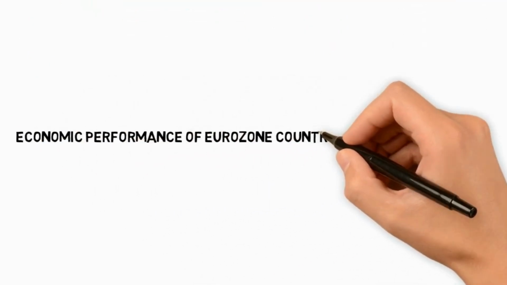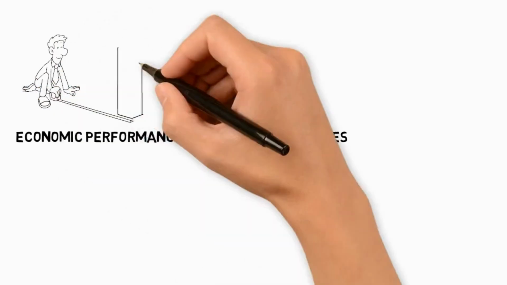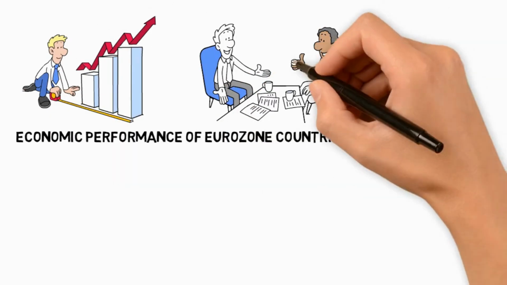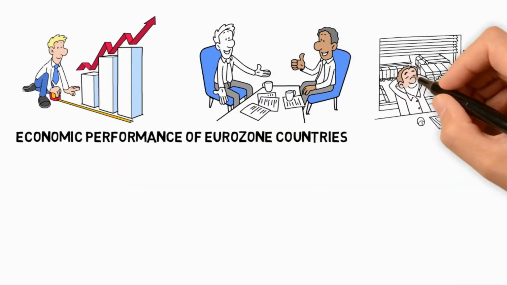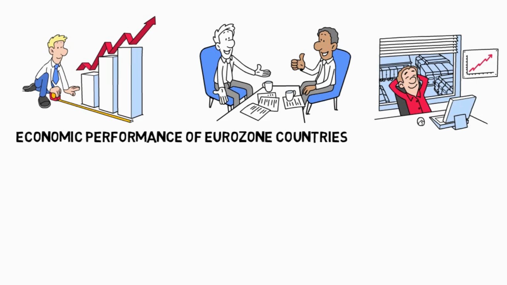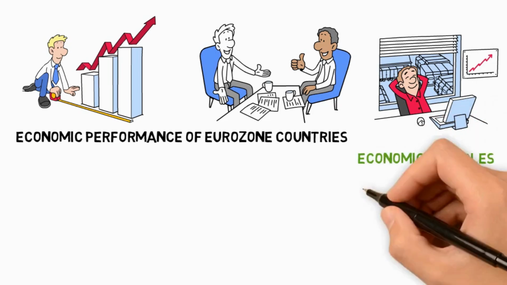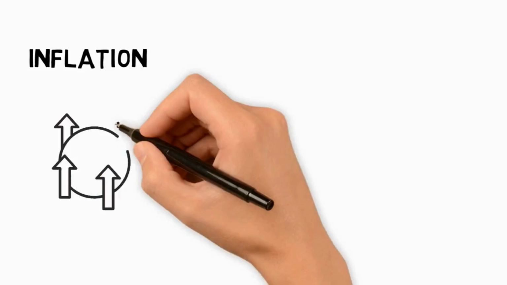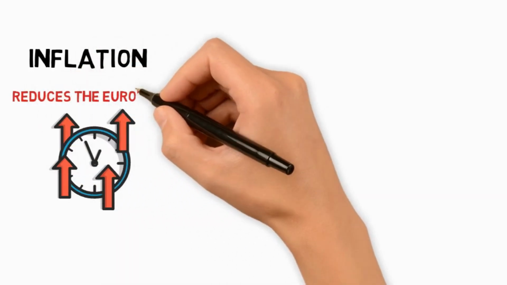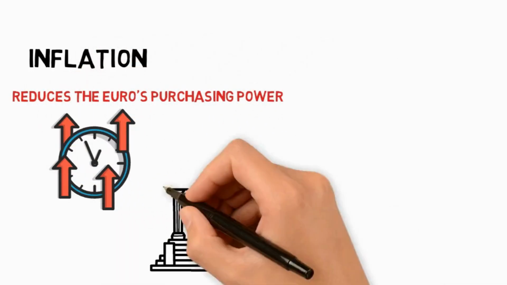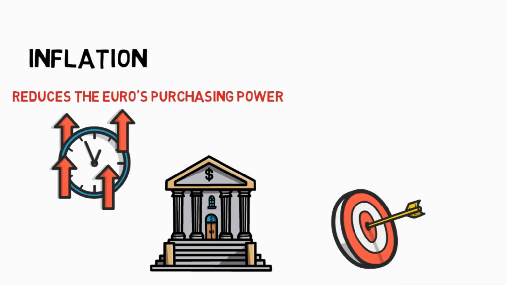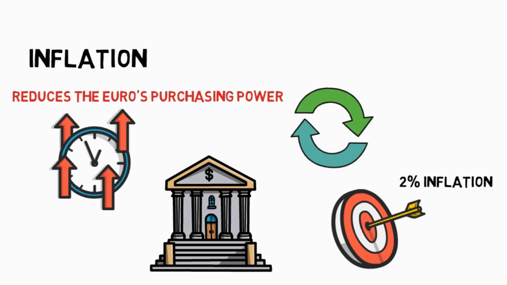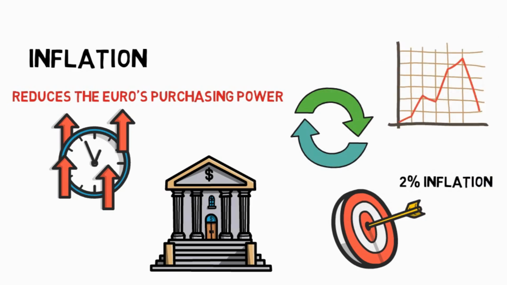Economic performance of Eurozone countries. Strong growth, low unemployment, and robust production support the euro. Economic troubles in major countries like Italy can put pressure on it. Inflation. High inflation reduces the euro's purchasing power. The ECB targets around 2% inflation. Significant deviations affect the euro's stability.